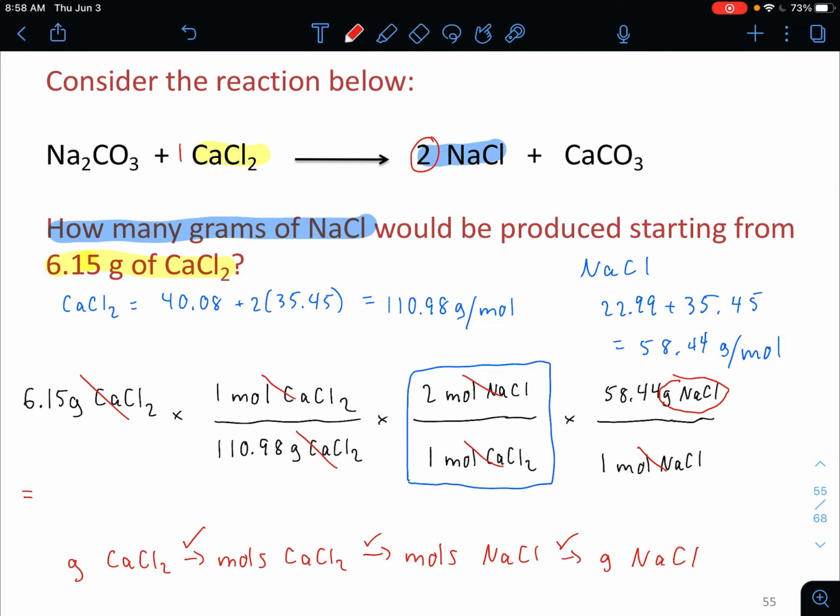Let me just write the answer here. There's a little more space. So let me follow that across. 6.15 divided by 110.98 times 2 times 58.44. Rounded to 3 total significant figures, this will be 6.48 grams of sodium chloride. So that's my final answer for that problem.